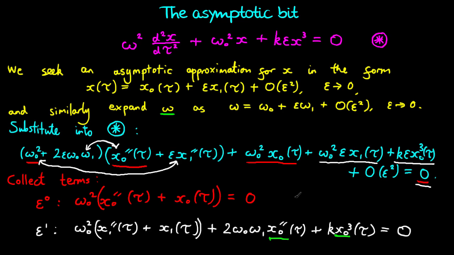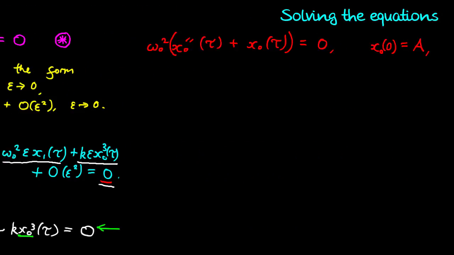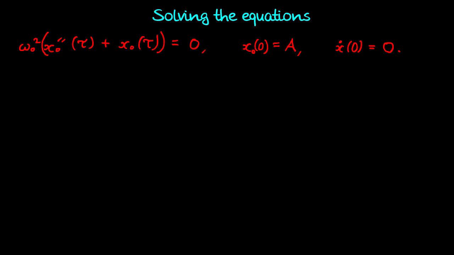So we've got our two equations here, this one and this one, from substituting in omega and x as expansions, comparing coefficients and collecting terms in epsilon to the 0 and epsilon to the 1. Now all we have to do is solve these two equations. So let's have a crack at that. This first equation I've rewritten here, and it has the normal initial conditions: when time is 0, in other words when tau is 0, x0 is going to be a, whereas the velocity initially is going to be 0. So that's just the initial conditions.